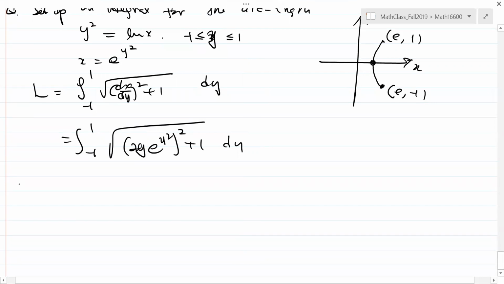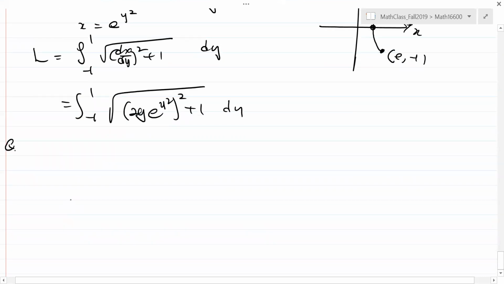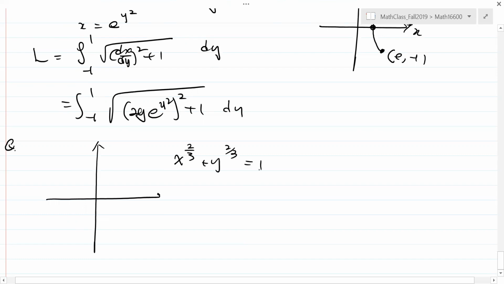Okay, so here's another question. Let me draw the picture here. This is the equation x to the 2/3 plus y to the 2/3 equals 1. Okay, and x, y both can be negative. It goes like that. When x equals 1, y equals 0. Okay, it's a symmetric picture.